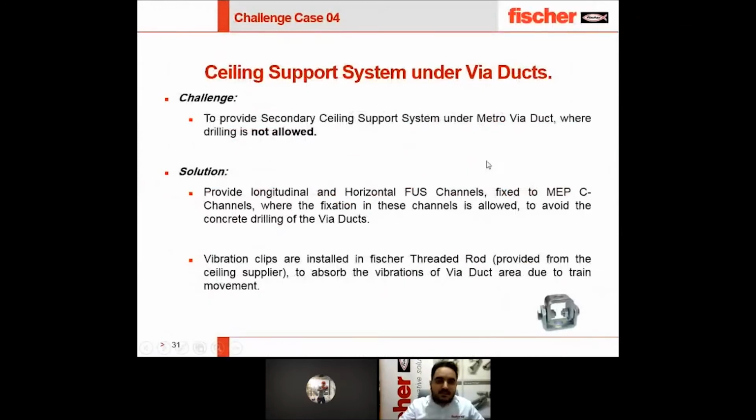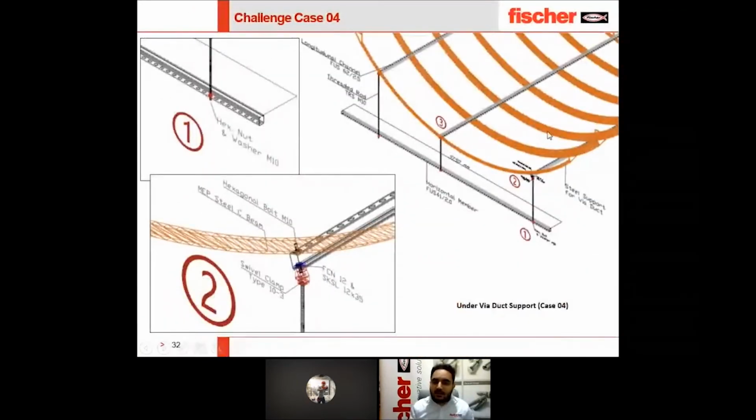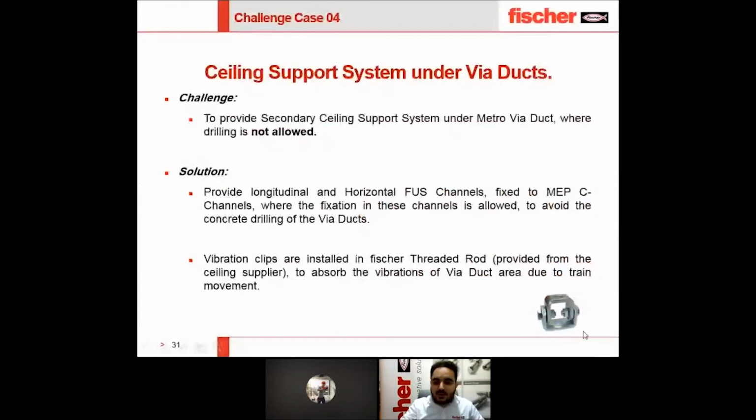The next case was with the inclined wall. This is the viaduct. Whoever works in Riyadh Metro knows this viaduct, and we are not allowed to make any drilling in this concrete duct. So what we proposed was longitudinal channels from here to here, connected with steel beams, and after that we have a part here and a part here with an inclined ceiling. So we adjust the inclined angle to a right angle, 90 degrees, with a small Fischer part we call a swivel. It adjusts the angle and makes it purely vertical for the baffle ceiling.